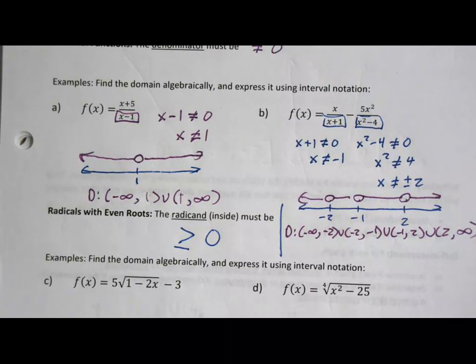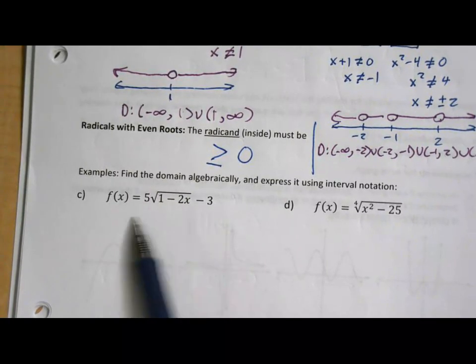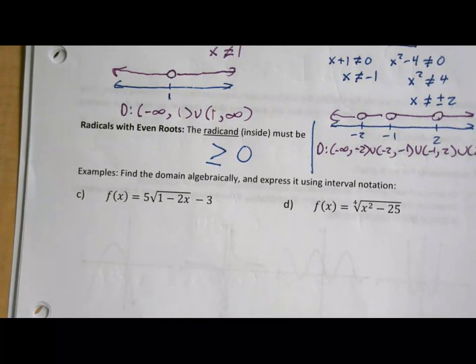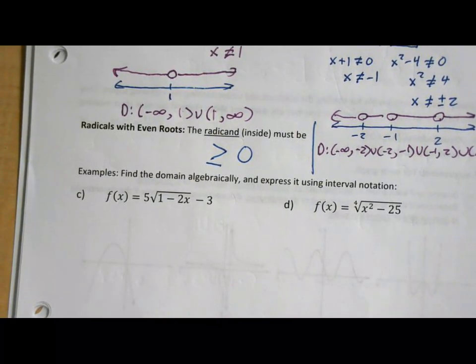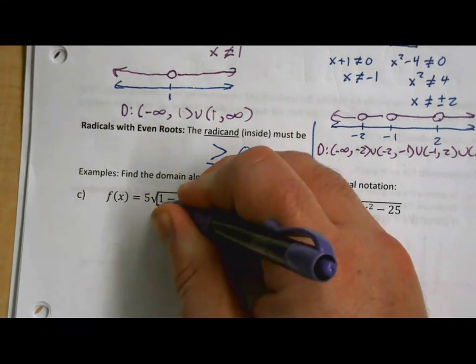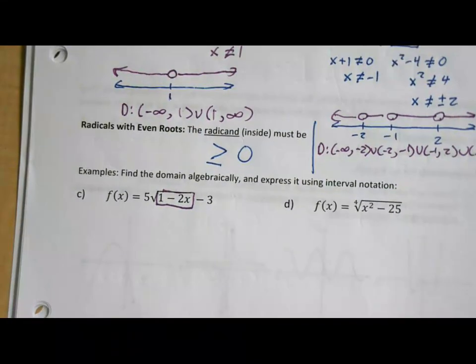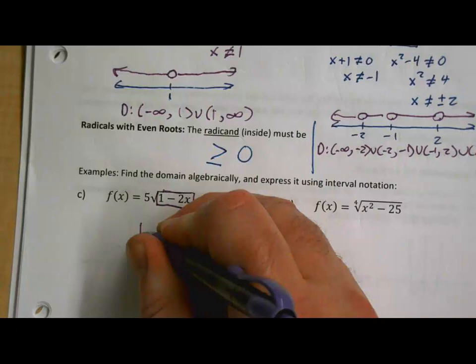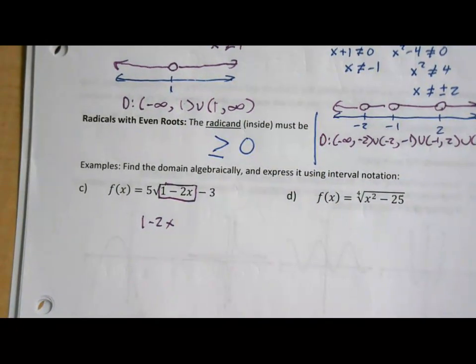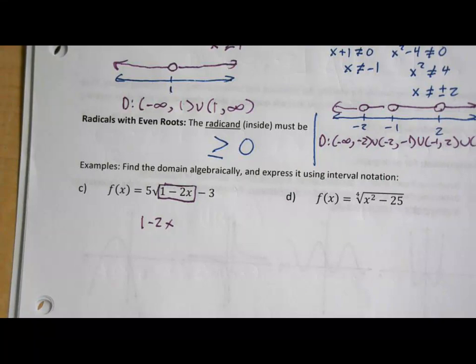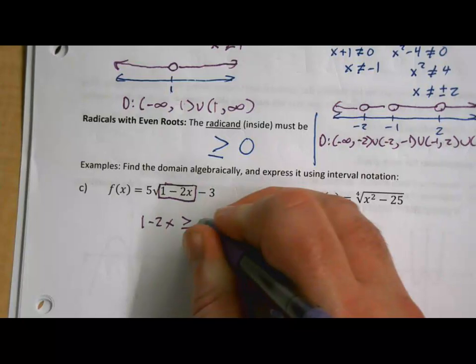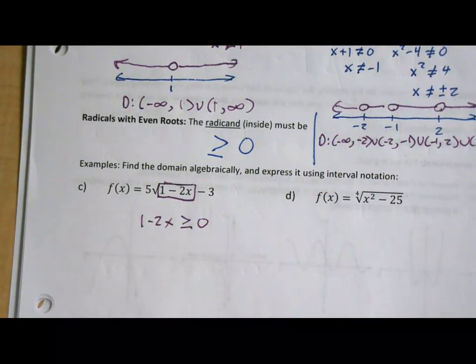So if I want to know what x values are okay to put into this function, I'm going to look at it. I'm going to notice that it has an even root in it. I'm going to focus my attention on what's inside that even root, and I'm going to apply this restriction to it. So we have 1 minus 2x. And the restriction on radicands is that whatever it is must be greater than or equal to 0. As long as we keep it greater than or equal to 0, then we're going to be able to evaluate it and get an output.